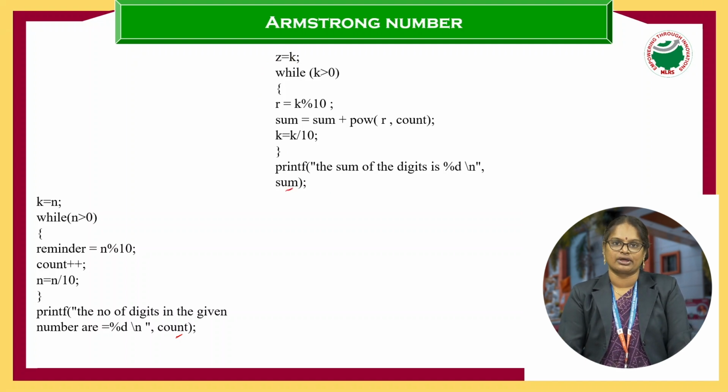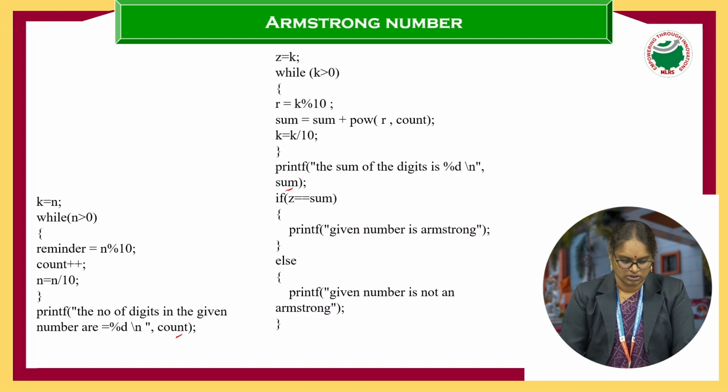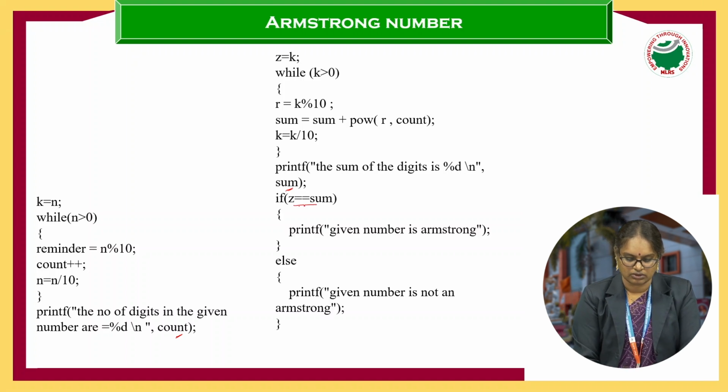Now what do I have to compare? What all do I have to compare? I should compare sum is equal to z. If my final sum is equal to z, z is the given value now. Both are equal, then I will tell the given number is Armstrong, else it is not an Armstrong. So z double equal to sum.